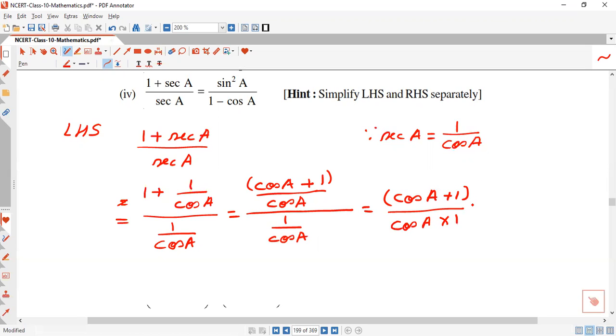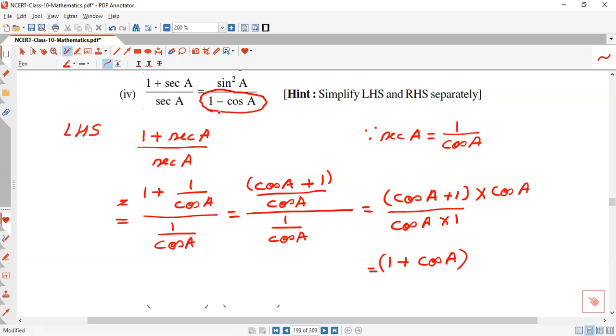Into 1, and this cos A goes to the upper side. This cos A and this cos A will be cancelled out. So the value comes out 1 plus cos A. Now I want to make this like sin square A over 1 minus cos A, so I will multiply numerator and denominator by 1 minus cos A.